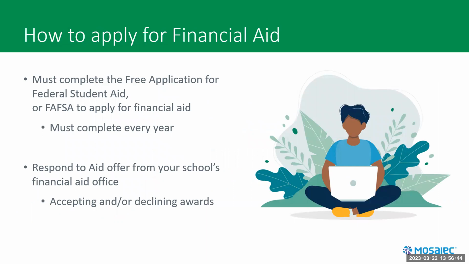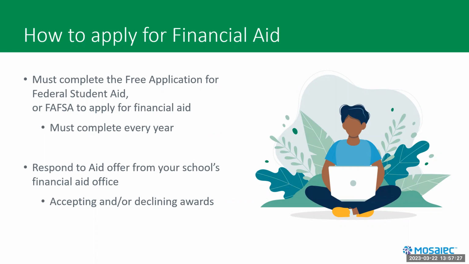Now, the first step, how to apply for financial aid. Of course, that's filling out the FAFSA, the Free Application for Federal Student Aid. That's something that you have to continue filling out each year in order to be eligible for financial aid from year to year. It will be up to your financial aid office. They are the ones that will actually determine your eligibility for financial aid. And if they determine that you're eligible for that, then they will send you a financial aid offer. Then it would be up to you as a student to respond to the school's aid offer. That's normally done from the school's portal electronically, and that's where you can go and either accept or decline the awards.